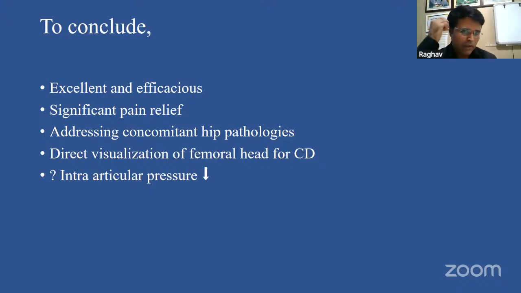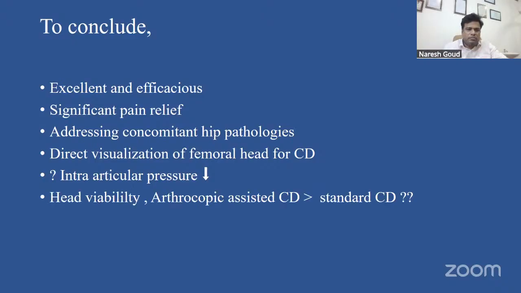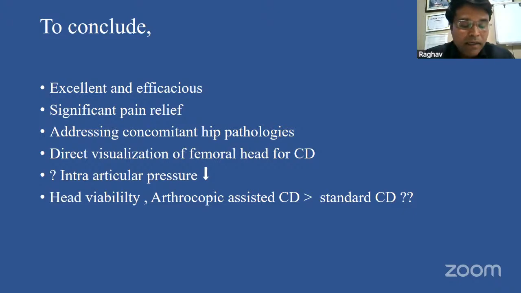So to conclude, arthroscopic assisted core decompression is excellent and efficacious. The very advantage of putting in a scope and debriding the joint is that it gives immediate significant pain relief, unlike where we do isolated core decompression, because we are addressing a lot of concomitant hip pathologies, and we can directly visualize the femoral head for core decompression. There is quite a doubt on whether it really reduces the intra-articular pressure, but logically it should reduce it because we are debriding the joint completely, so it should act as a tamponade.